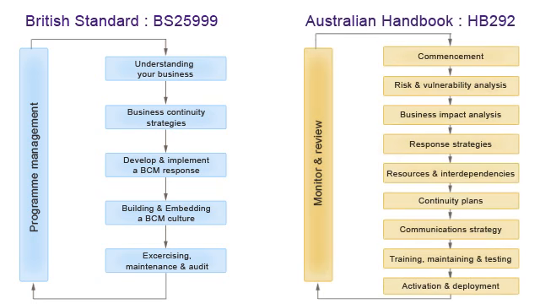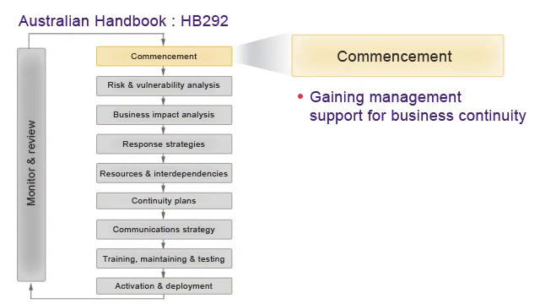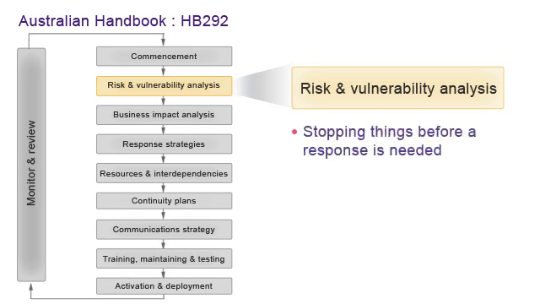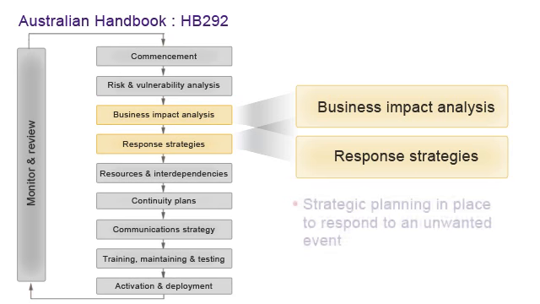So what are the similarities or the differences with the Australian guideline, which hopefully soon will become a standard? Well, that has 10 steps rather than 6, but essentially they outline similar elements that you need in a business continuity plan. They start with commencement, which is gaining management support for business continuity. They link very heavily with risk management, so it's looking at stopping things from happening in the first place before they need to be responded to. Then they talk about business impact assessments and response strategies, so similar strategic planning that needs to be in place to respond to an unwanted event.